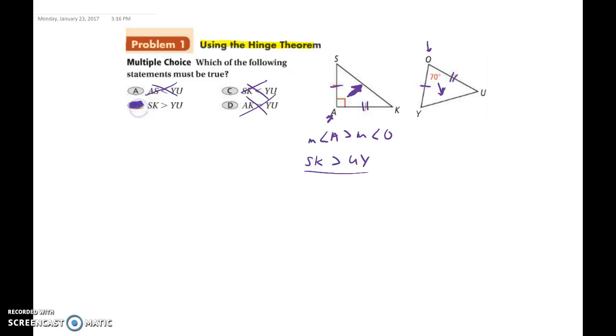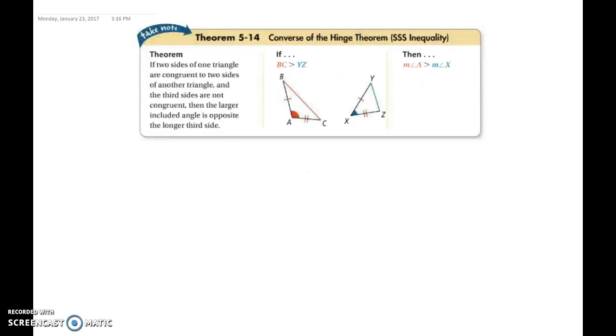Alright, so that's the Hinge theorem, and it works in reverse, as you're going to see here as well. If you're given two triangles that we're comparing, and these two triangles have two congruent sides, and now the third side, the one that we don't know if it's congruent or not, the one that's not marked up, is greater than the remaining third side of the other triangle. Since BC is greater than YZ, that means that angle A has to be greater than angle X.